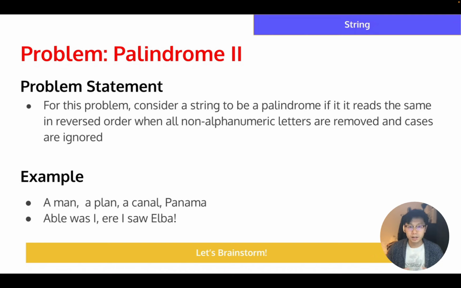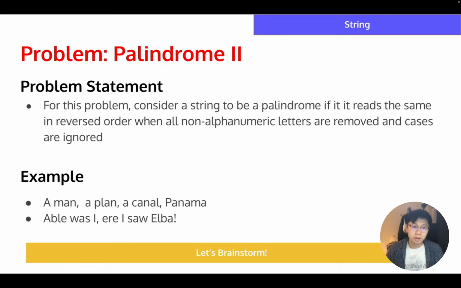Now, let's take a look at another modified version of the palindrome problem. For this, we consider a string to be a palindrome if it reads the same in reversed order even when all non-alphanumeric letters are removed and cases ignored. Because now we allow all non-alphanumeric letters to be removed and cases to be ignored, this allows for more variations of string to be still considered as palindrome.